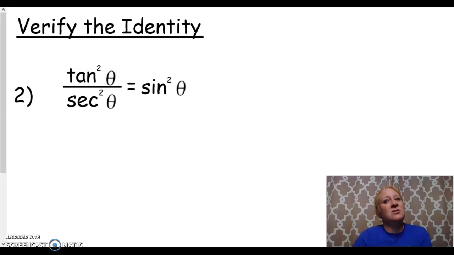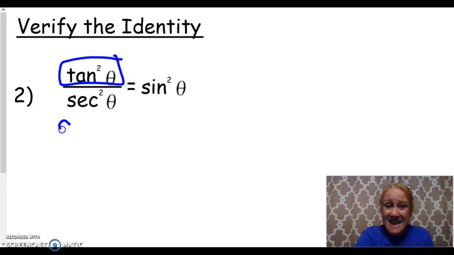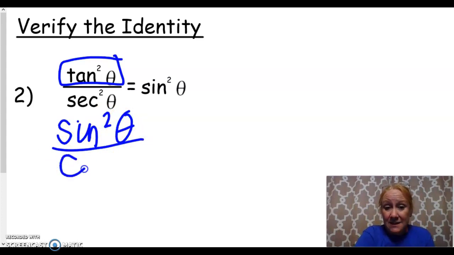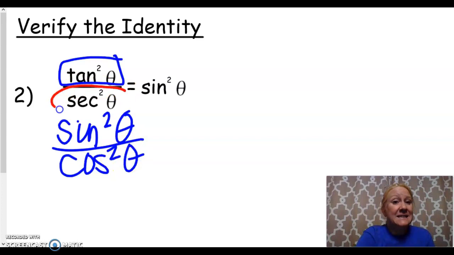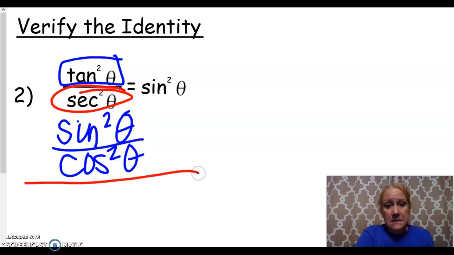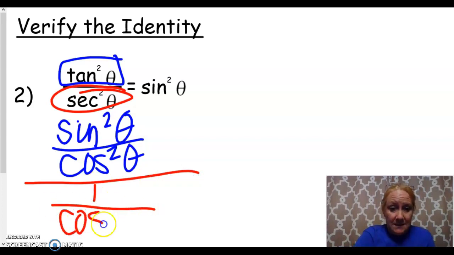So let's see, tangent. What else do I know about tangent if I want to get to sine squareds? I know tangent is rise over run, y over x. So tangent squared is the same as sine squared theta over cosine squared theta. And secant squared? Secant is the reciprocal of cosine, so 1 over cosine squared theta.